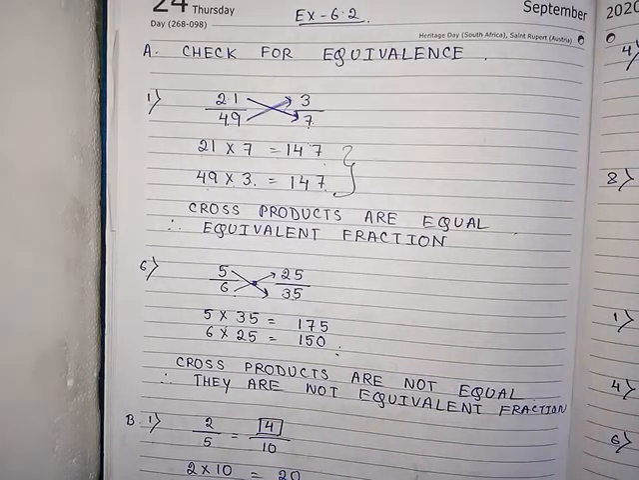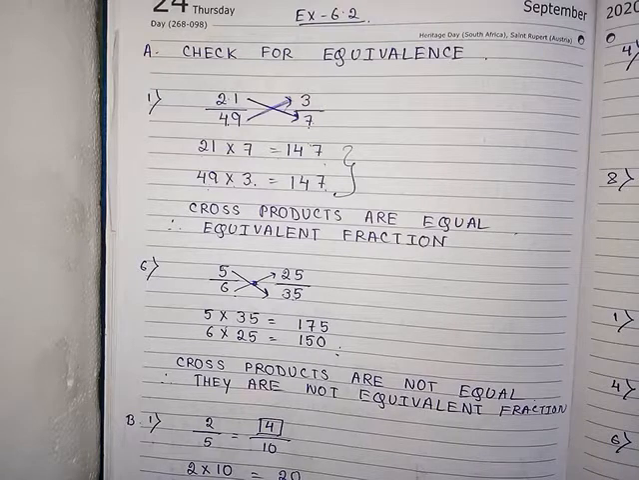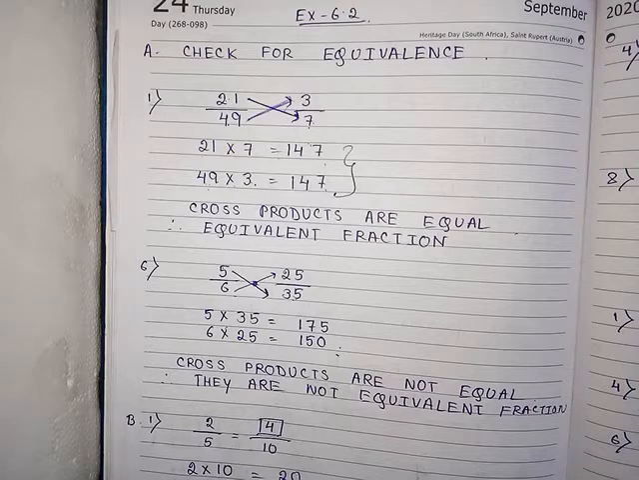So when can we say that the fractions are equivalent or not? If the cross products are equal, then they will be equivalent fractions. If the cross products are not equal, then they are not equivalent fractions.